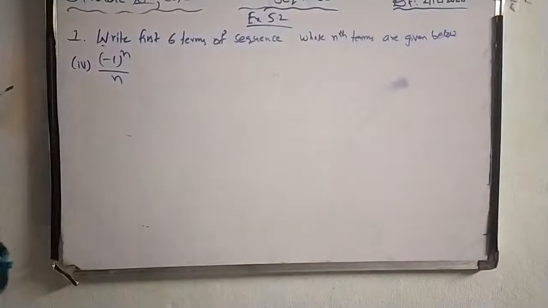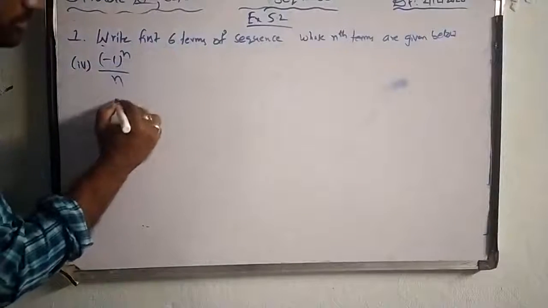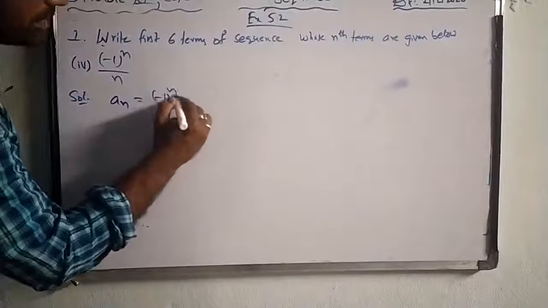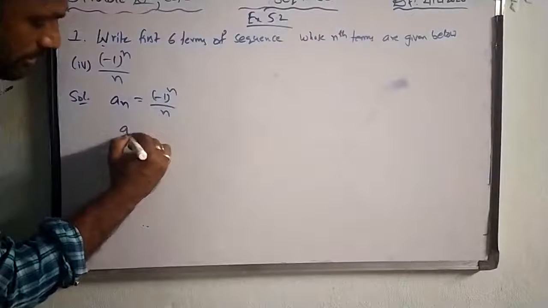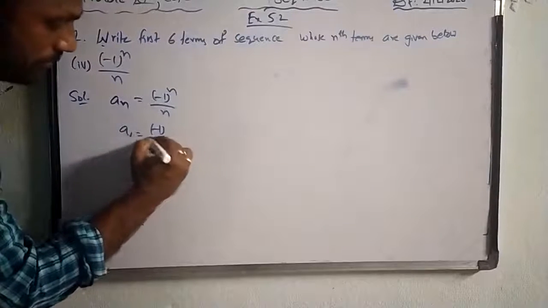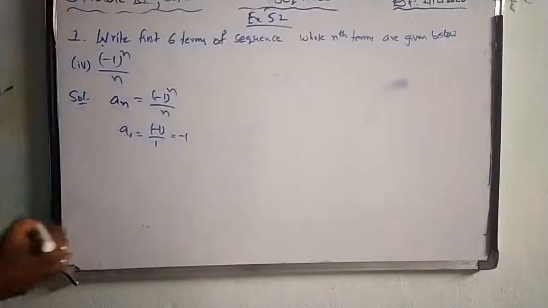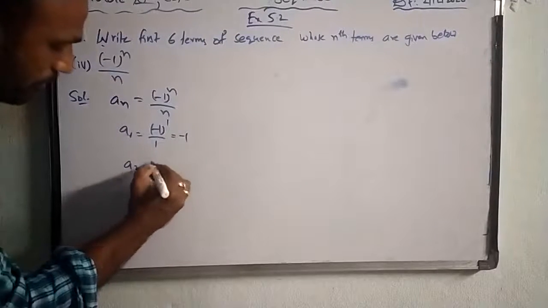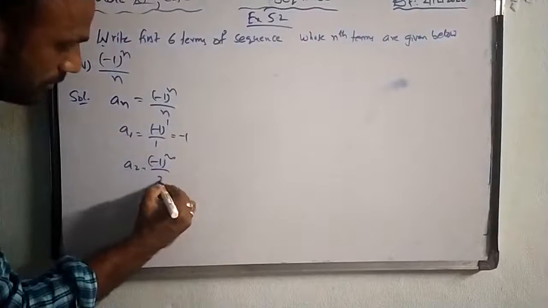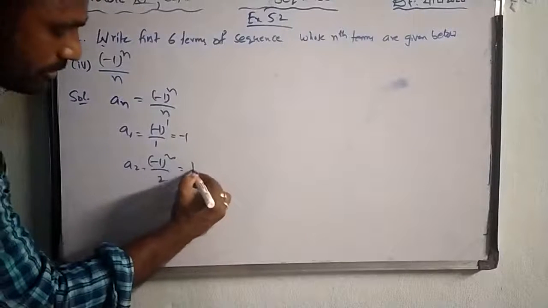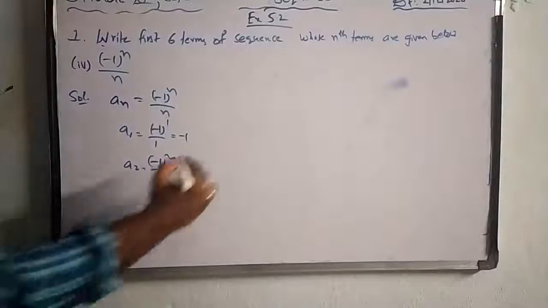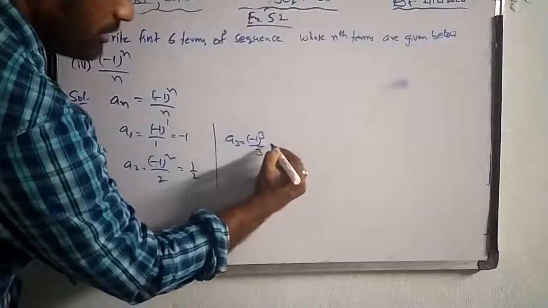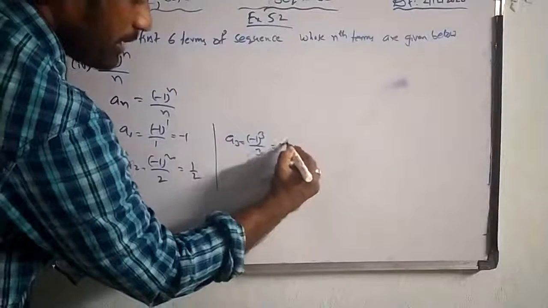Okay, next, first bit, fourth question, we have to write the first 6 terms. Given solution: a_n equals (-1)^n by n. A1 is (-1) to the power of 1 by 1, that is -1. A2 is (-1) squared by 2, that is 1 by 2. Next, A3 is (-1) cubed by 3, which is -1 by 3.